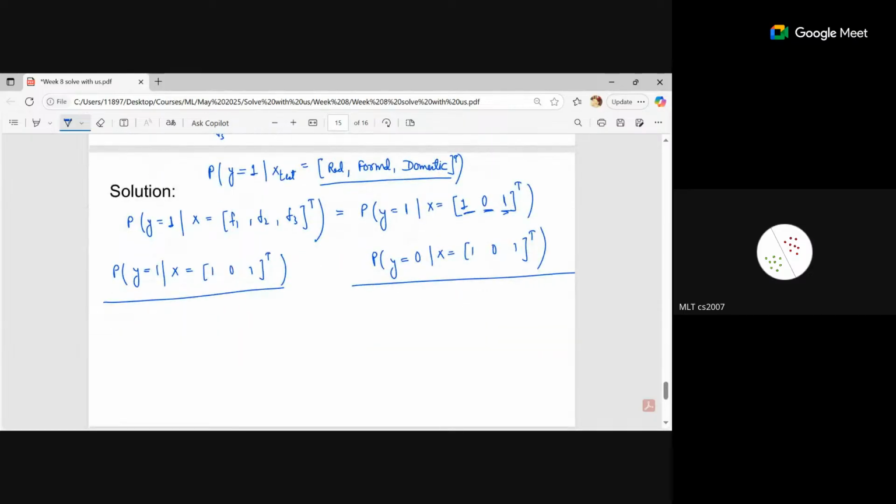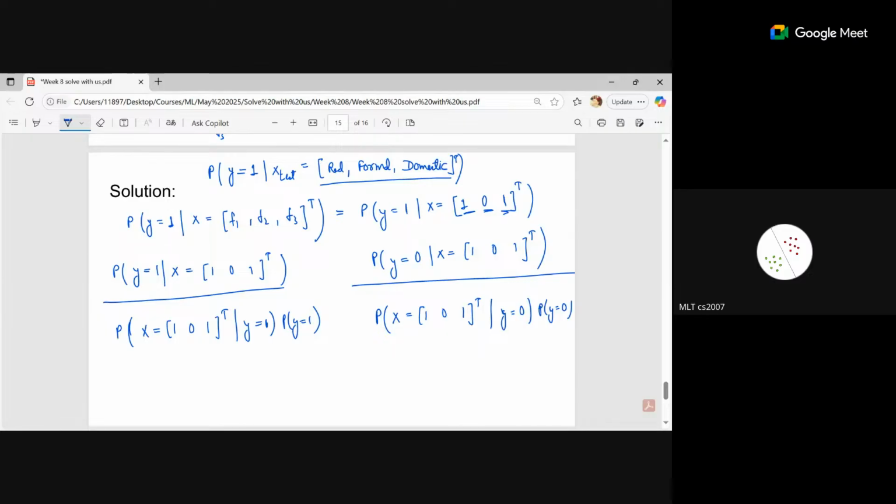So again, this is a comparison, so the denominator won't be needed because in both cases the denominator is going to be the same. So what I need to check is the probability that X is equal to 101 transpose given that Y is equal to 1, times probability of Y is equal to 1. And the probability that X is equal to 101 transpose given Y is equal to 0, times probability of Y is equal to 0.